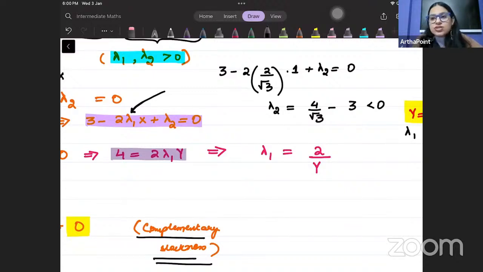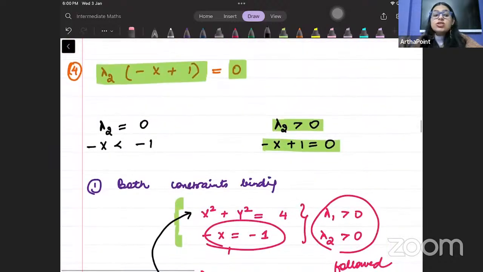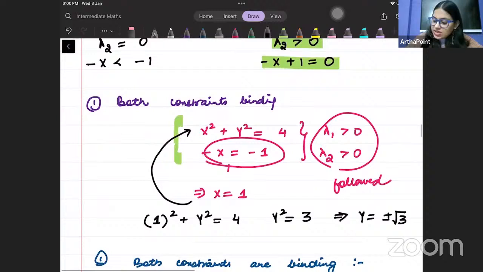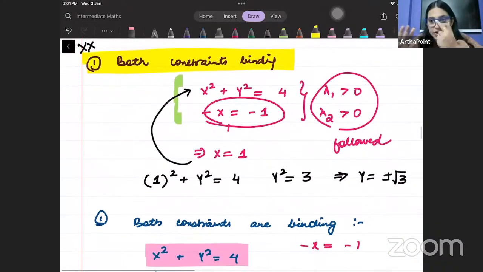So now lambda 2 is coming negative. So this is also not the right thing. I want both lambdas to be positive. So my complementary slackness condition is not being followed. So therefore I can say that this case 1 is eliminated. Both constraints are not binding. Pehla case eliminate ho gaya.